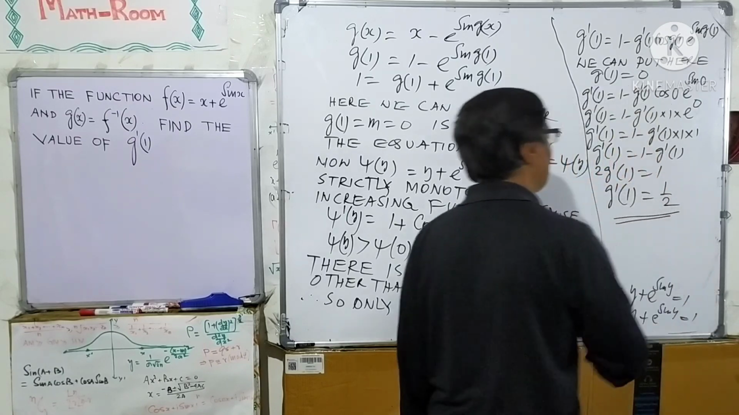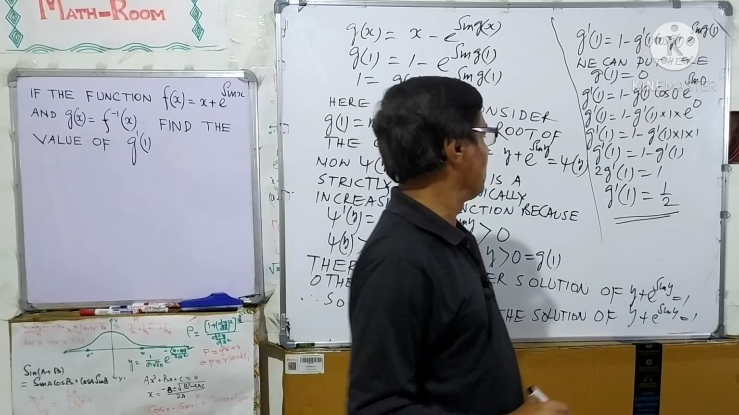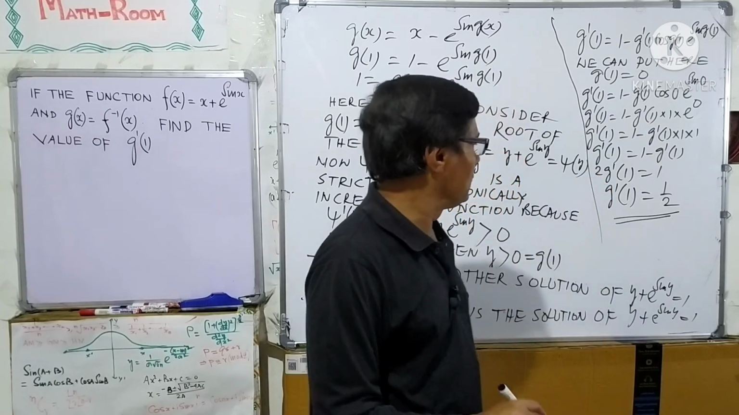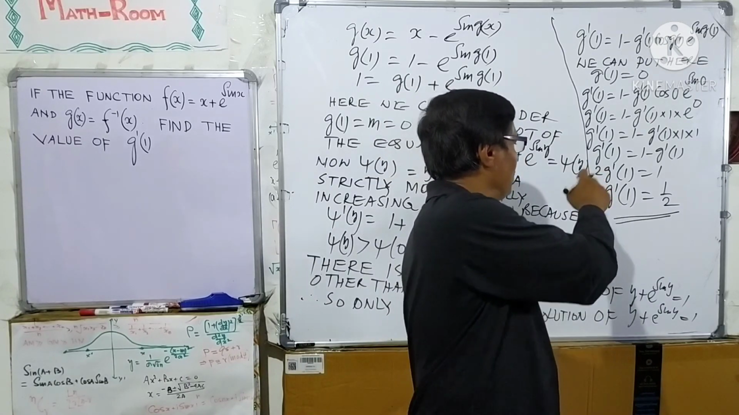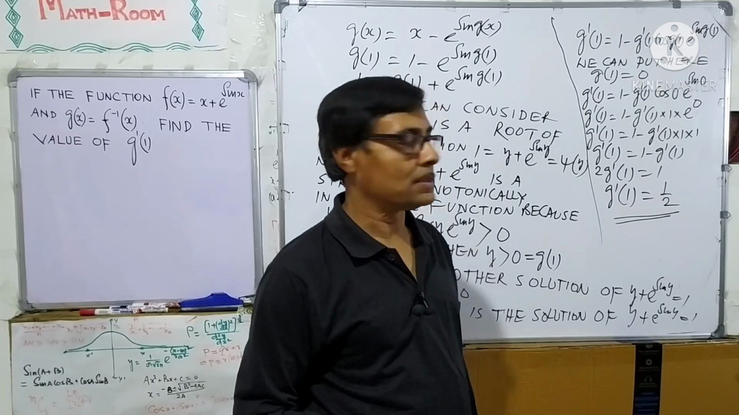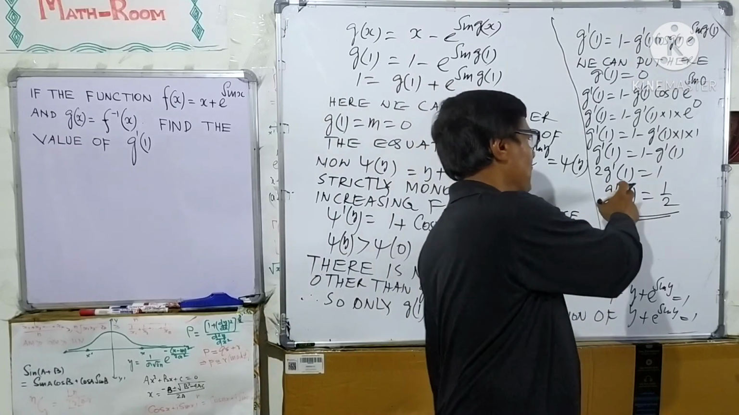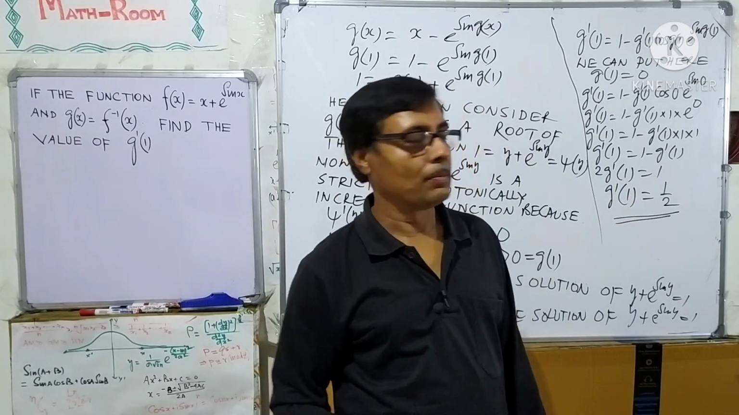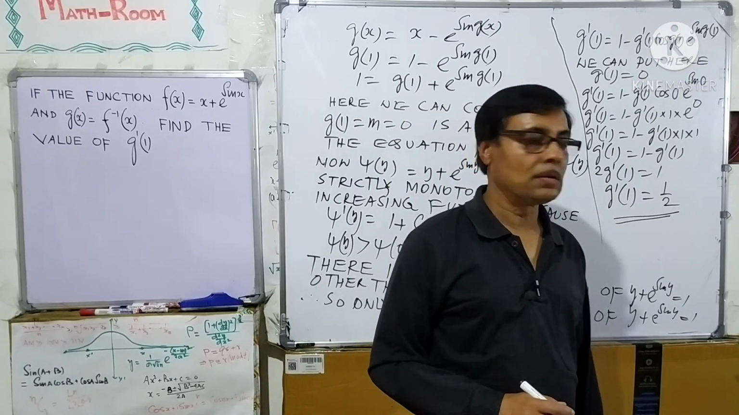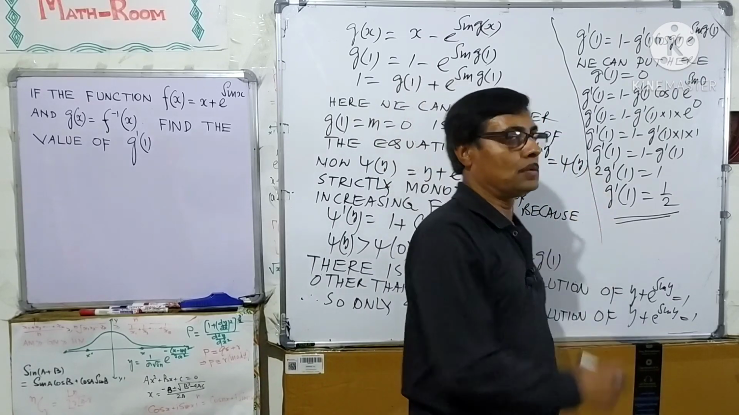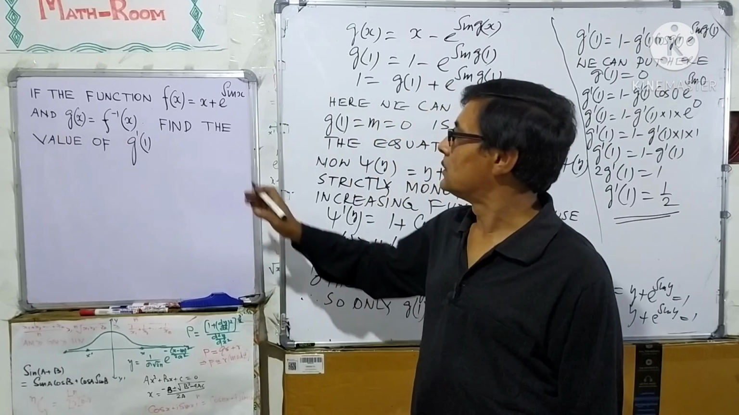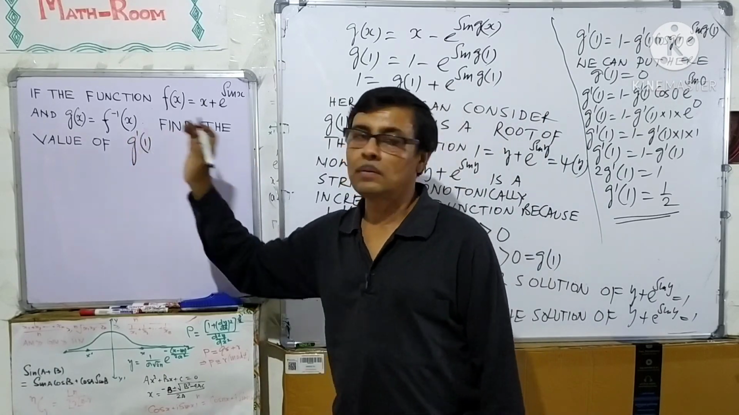So we have derived the value of the derivative of g(x) at x equal to 1, that is g dot 1. We have derived the result: g dot 1 is half.